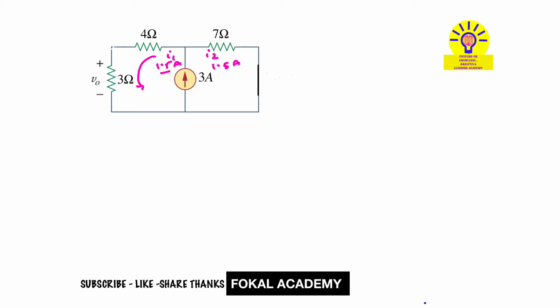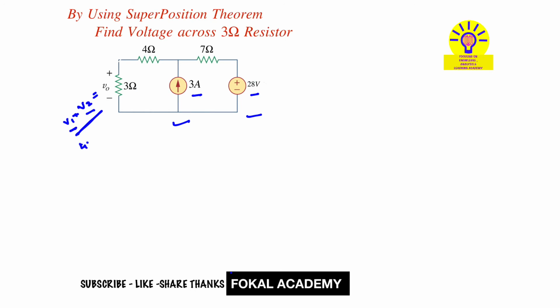Now the voltage drop across 3 ohms is, by Ohm's law, V equals IR. So the current in this branch is 1.5 amperes passing through the 3 ohm resistance. That's equal to 4.5 volts. So this is V1. Here we got 4.5 volts.